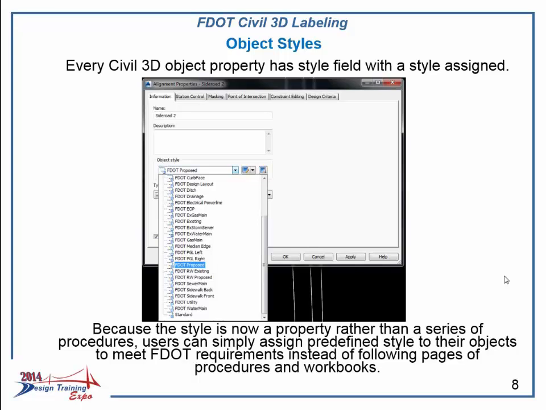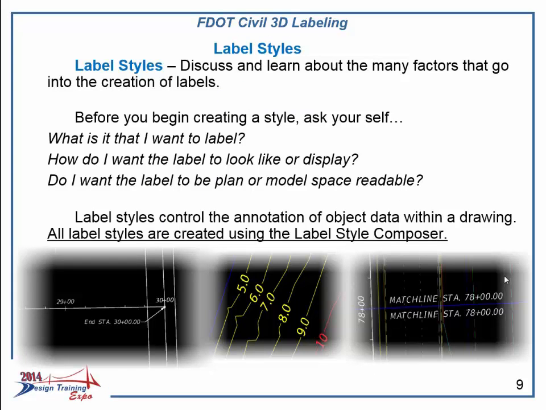So since a style is now a property, rather than a series of procedures put together, users can simply assign a predefined style to their object to meet FDOT requirements instead of following pages of procedures and workbooks trying to get a particular object to look a certain way. Along with the way an object style looks, we also have a way to label objects known as label styles.